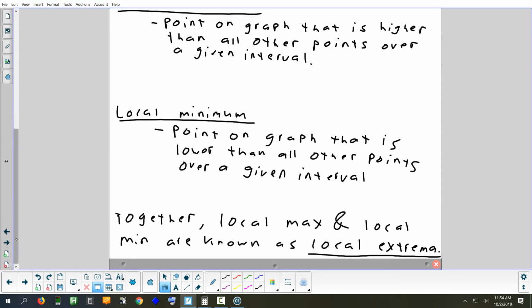Now, together, when you have all the local mins and maxes, we call those local extrema. So, if you see directions on the test, or in the homework, and it says find the local extrema, that just means find the mins and maxes. That's all. All of them. So, if you had like a fifth degree polynomial, now you're talking about a lot of them. You could have something like this.